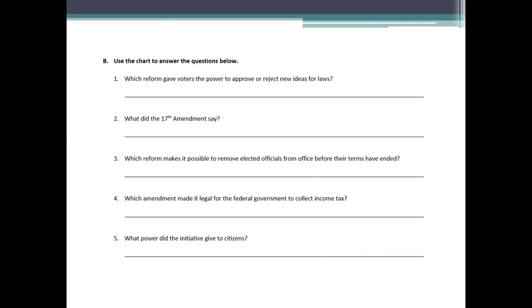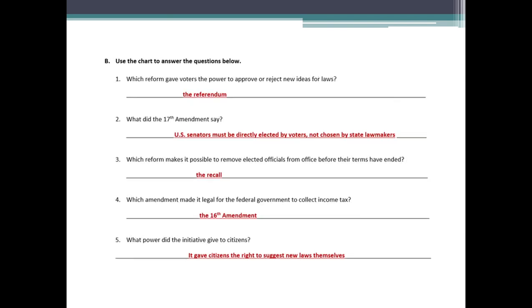3, which reform makes it possible to remove elected officials from office before their terms have ended? That is the recall. 4, which amendment made it legal for the federal government to collect income tax? That is the 16th Amendment. And 5, what power does the initiative give to citizens? It gives us the power to suggest new ideas for laws ourselves. Okay? So your answers would be the referendum, senators are directly elected, the recall, 16th Amendment, and citizens have the right to suggest new laws themselves with the initiative.